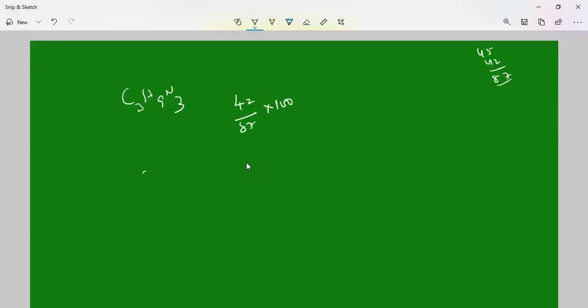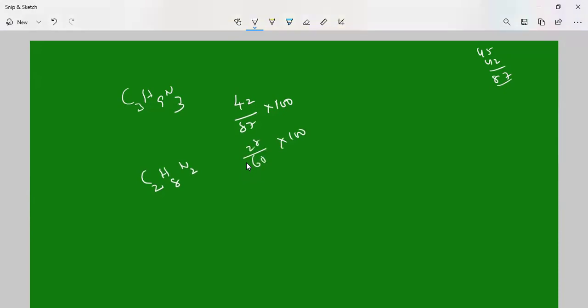That's the percentage. Whereas C2H8N2 is one more. In this case, what will happen? 2 carbons is 24, plus 8 hydrogens is 32, plus 2 nitrogens is 28. So 32 plus 28 is 60. So 28 by 60 into 100.